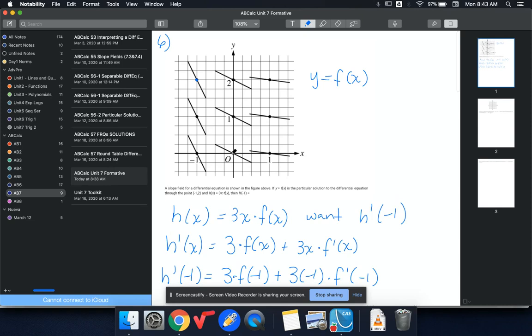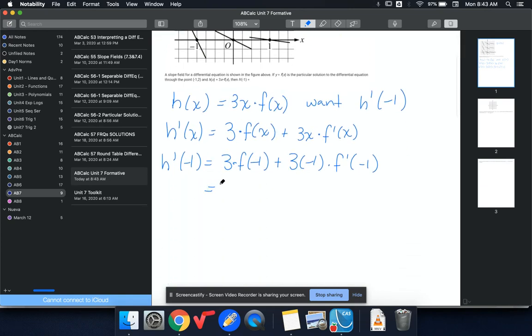So I come up here, I see that f prime of -1. Well, first I want to see how we're counting. We've got 1, 2, 3, 4 blocks to get 1 unit. 1, 2, 3, 4. So we're counting the same units. So I can just look at my slope, and my slope is -2. So we're going to have 3 times 2 minus 3 times -2. That's going to give me 6 plus 6 is 12.